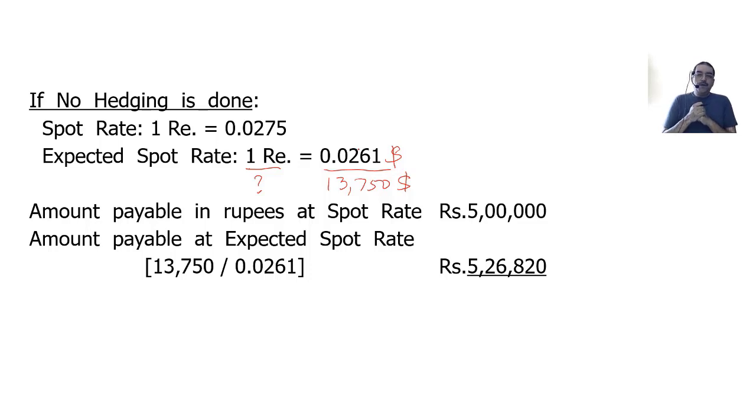So if I did not enter into a forward contract, and if I did not lock up that rate of exchange, then in future, when the rate is going to be 0.0261, that means it has declined, the exchange rate has fallen by 5%, then I would end up paying more amount. So in that case, I would be suffering a loss. How much loss I would have suffered? I would have suffered a loss of 26,820.